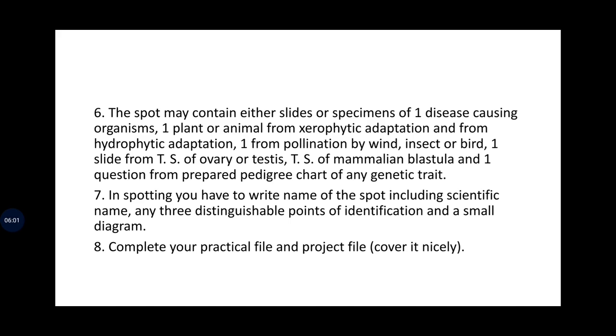Then next you may get pollination by wind, insect or bird. You get any specimen, and out of that specimen you have to mention what kind of pollination it is. Is it wind, insect or bird? And you have to write the character of that plant also, because the plants pollinated by wind, insect and bird have different kinds of characteristics.